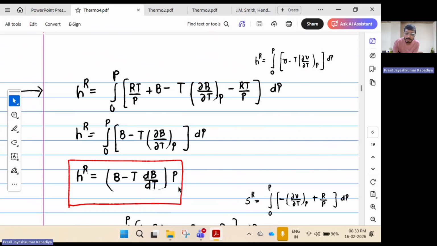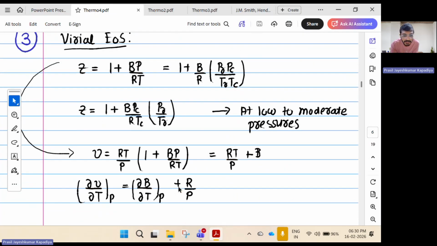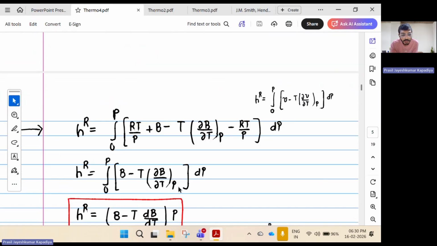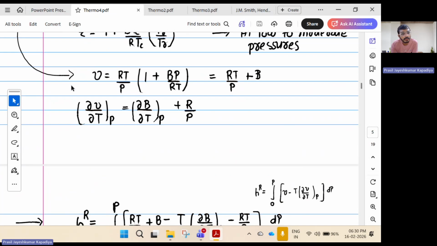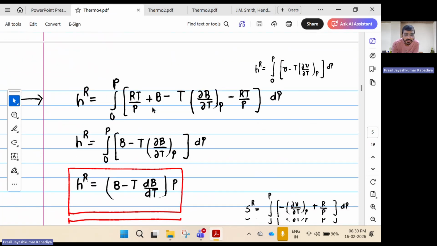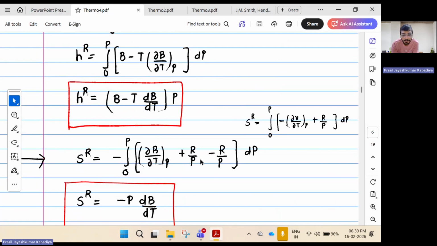Okay, if we do a similar exercise with the virial equation of state for residual entropy calculations, this is my residual entropy. SR is equal to minus the integral from 0 to P of minus del V del T at constant pressure plus R by P, into dP. So what is this del V del T at constant pressure? We found del V del T at constant pressure plus R by P, and this minus I have taken out.